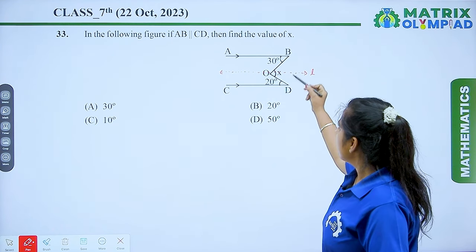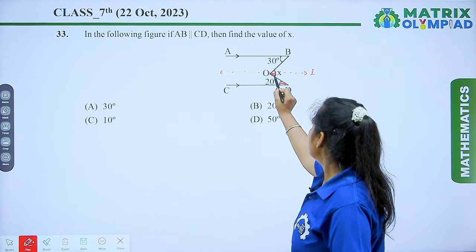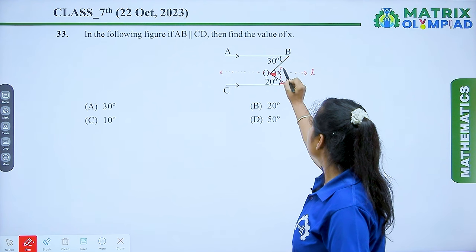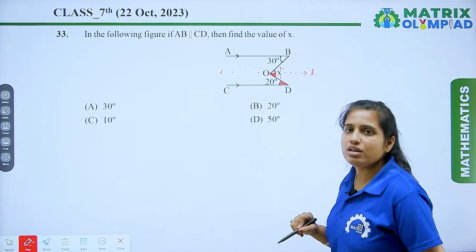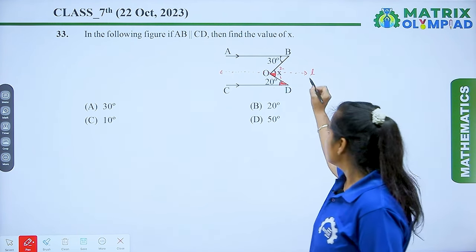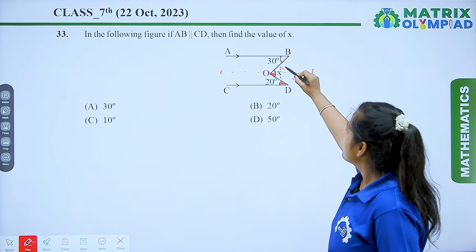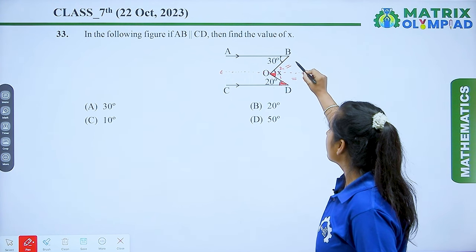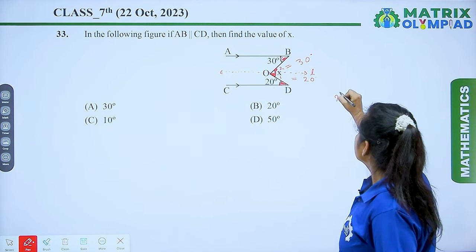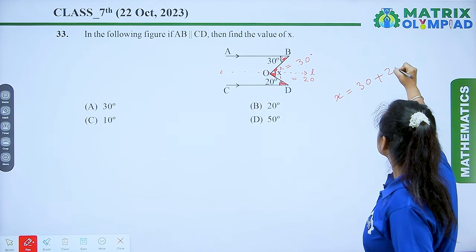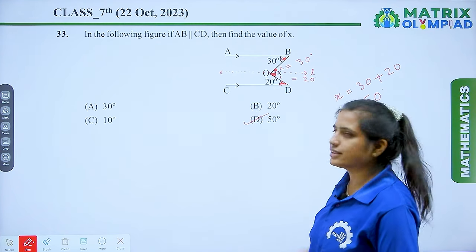Now, with the help of this straight line, angle D is equal to angle O here. Let it be angle 1 and this be angle 2. So here angle D, that means 20 degrees, is equal to angle 1 because they both are alternate interior angles. So here angle 1 is equal to 20 degrees. In the same way, line AB is parallel to line L. Here angle 2 is equal to angle B, that is 30 degrees, because this is an alternate interior angle. Here the value of X is equal to 30 plus 20, that is equal to 50 degrees. So here the value of X is 50 degrees. Option D is the correct answer.